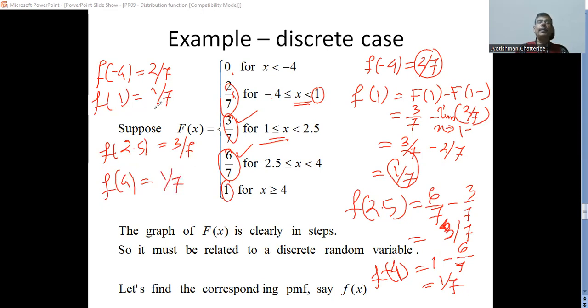The summation of those 4 numbers should be equal to 1. Let's see whether that's happening or not. 2 by 7 plus 1 by 7, 3 by 7 plus 3 by 7, 6 by 7 plus 1 by 7 equals 1. So the summation of the values is giving you 1. That's a cross check, and this is indeed the case.